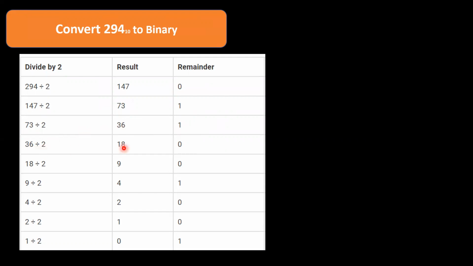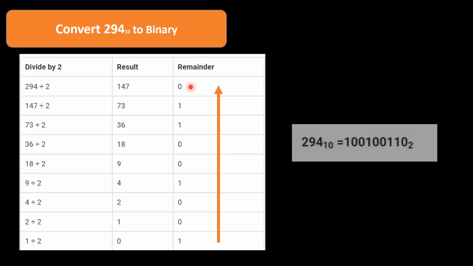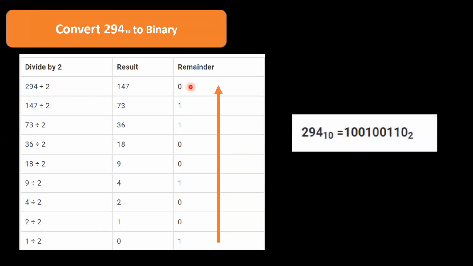36 divided by 2 is 18, with no remainder. Again, 18 divided by 2 is 9, then 9 divided by 2 is 4, and so on until you reach the quotient of 0. Then just get the remainders, and again, you read it upward. In this case, we have 1, 0, 0, 1, 0, 0, 1, 1, 0. That would be the binary equivalent of 294 base 10.